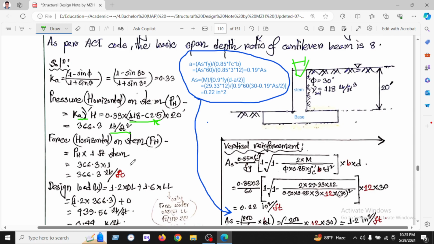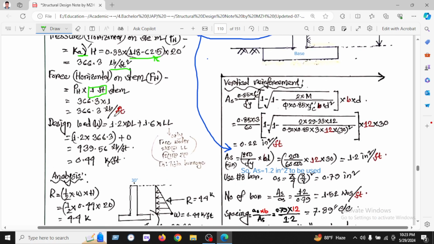And now we will consider 1 foot of the stem. That's why we have found pounds per foot, which is called UDL. Now we will find the design load, which is 1.2 dead load plus 1.6 live load. The dead load I have already found is 366.3. On the other hand, we will see the live load. Live load actually comes from the water.